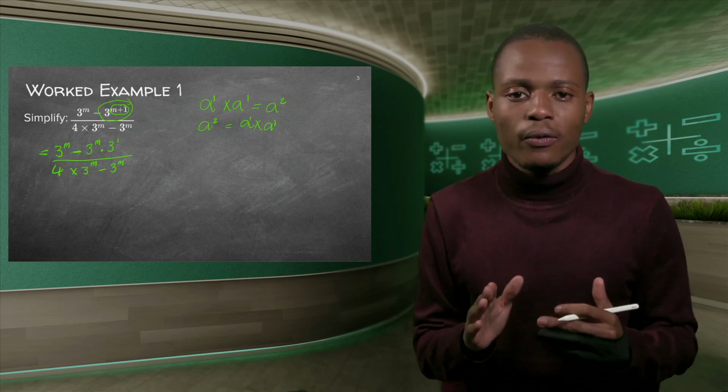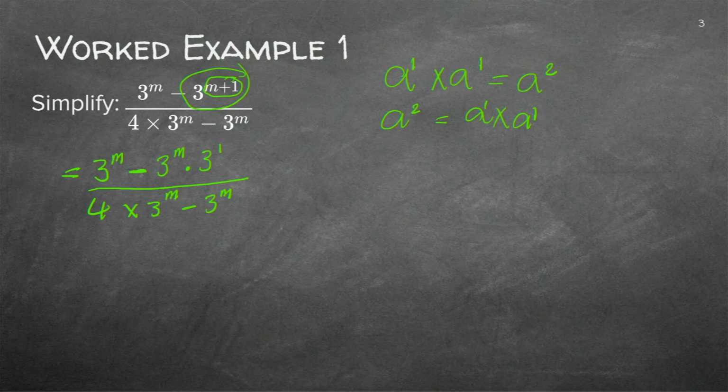So now we look for common factors. Let's check if we have any common factors. As you can see from the top part, we have 3 to the power of m and also 3 to the power of m on the other side. So you know that you'll have 3 to the power of m as your common factor. When 3 to the power of m goes out, you're left with 1, minus, when 3 to the power of m is gone, you're left with 3 to the power of 1 there.